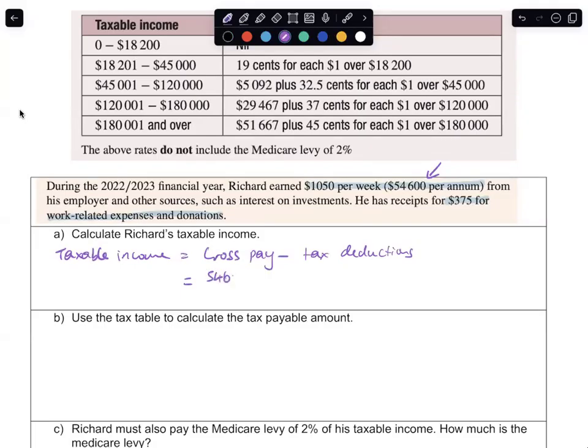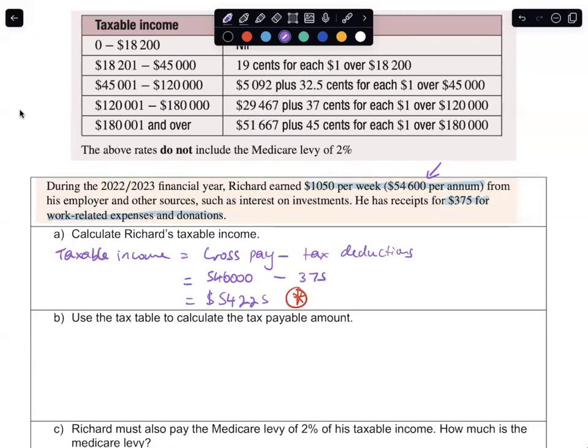So our gross pay before we've done any tax deductions is 54,600, and then we're going to subtract off $375 for any work-related expenses or donations. What I would then like you to do after you've done that calculation is realize that this is probably the most important part of any question that we're doing for this particular topic. So put a reminder in whatever way you want. I usually do an asterisk right next to that amount, because we're going to keep coming back to it throughout the rest of the question. That's why I put it first.